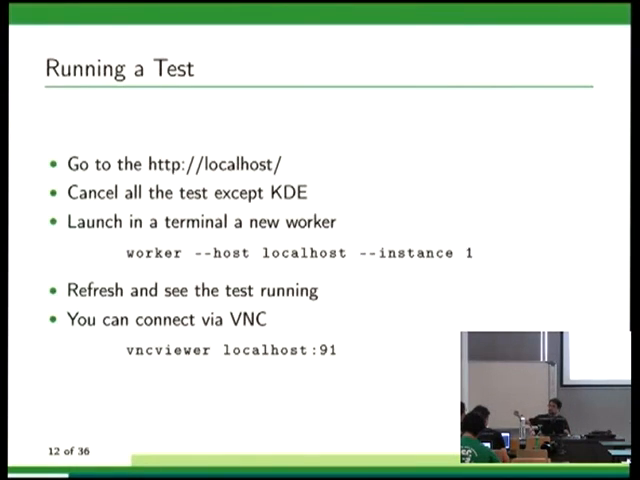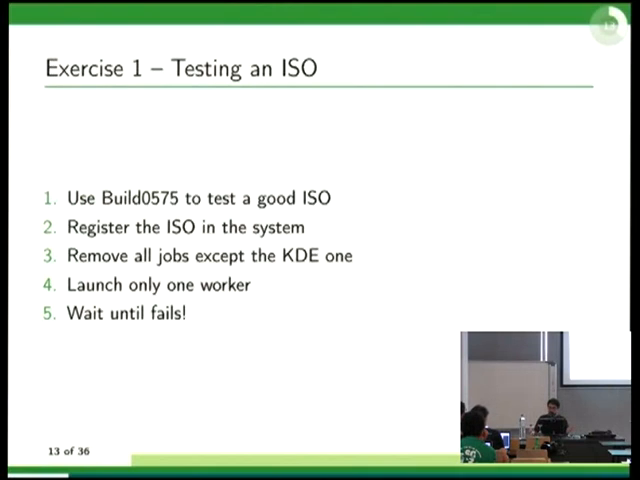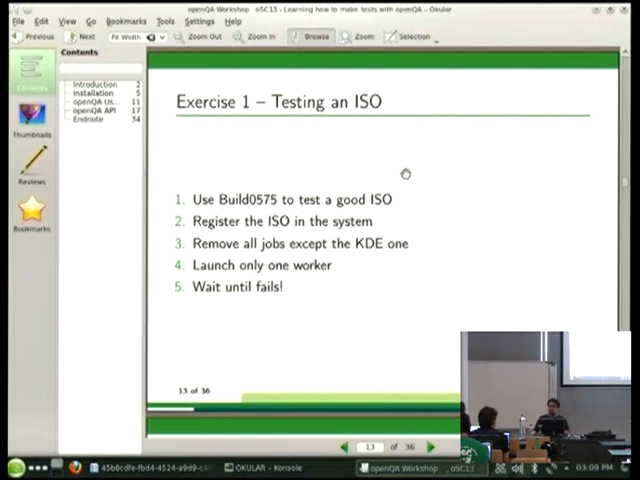We have opened a VNC that we can use to interact, to change the behavior of the test. I have an exercise here that we can do together, that is register a build ISO. This is milestone 3, I think. Try to run in the system and test only the KDE test. Let's try that. The last time that I tested, it failed for one very interesting reason.